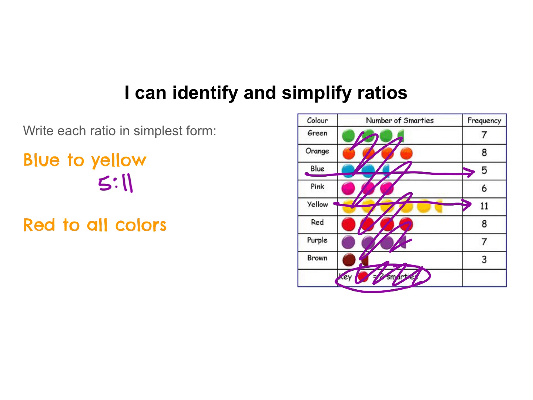And red to all colors. So red is 8, and all colors is me taking all of these numbers and adding them up. So 7 plus 8 plus 5 plus 6 plus 11 plus 8 plus 7 plus 3, and that's 55. Now, since there's no number that divides 8 and 55 both, we're in simplest form and we're done.